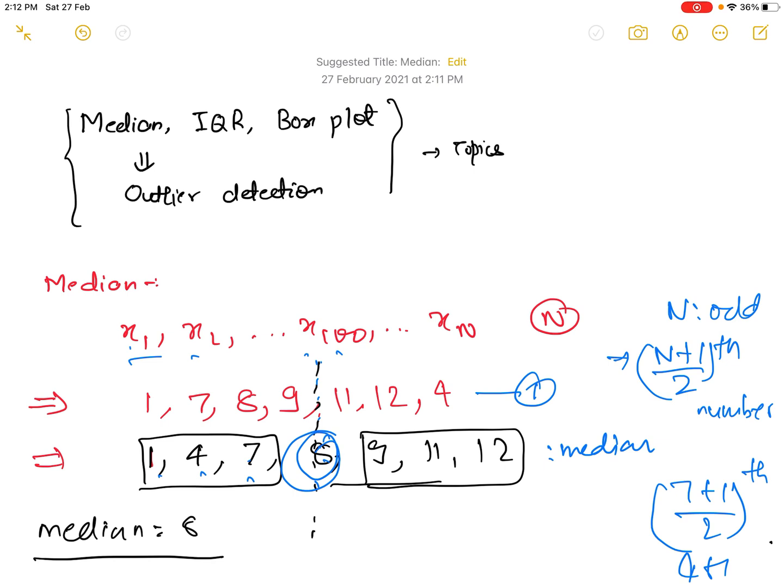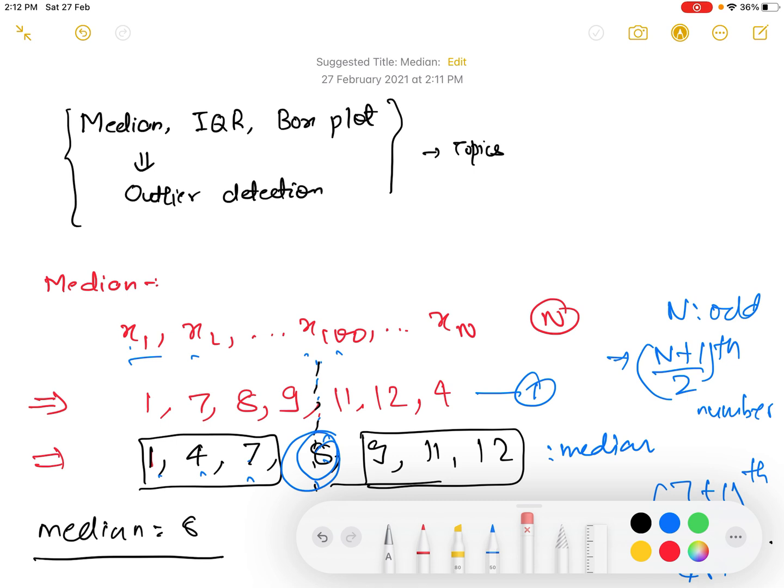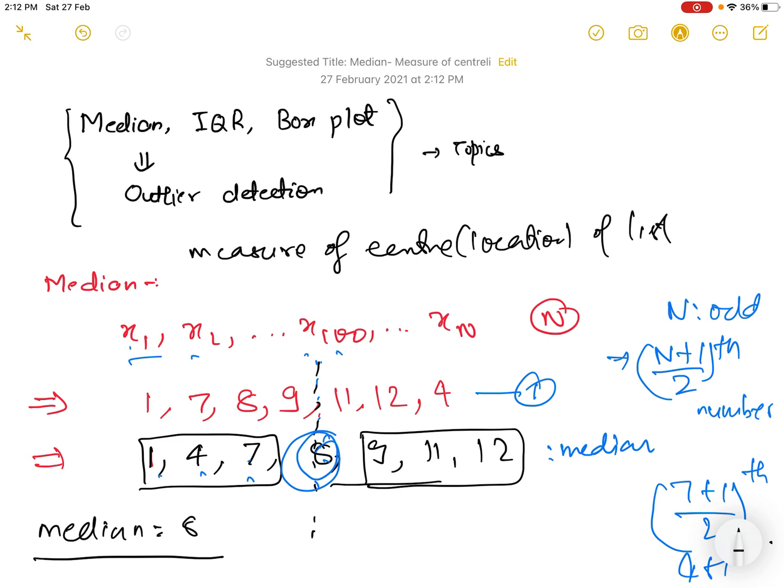So what is median? Median is nothing but a measure of center location of a list of numbers. Okay, so if you have a list of numbers and you arrange them in ascending or descending order, then the number at the center location is what is known as the median.